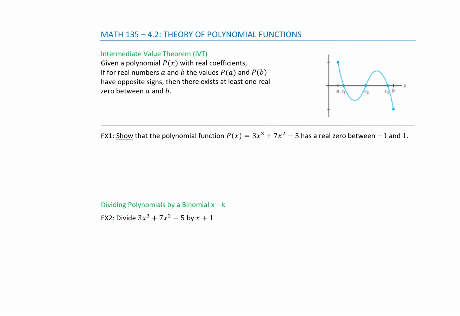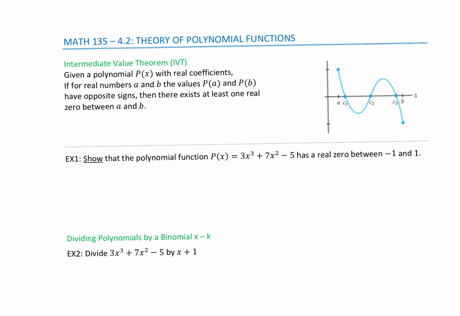In 4.2, we're going to continue on with properties of polynomials, but the main focus of this section is going to be to find the zeros, or in other words, the x-intercepts of our polynomial. The first thing I'd like to talk about has to do with our idea of polynomials being continuous. If you look at this graph here, and sorry, it should go all the way up, all the way down.